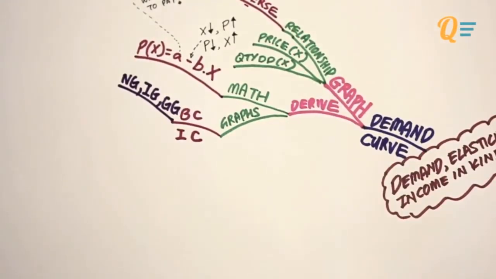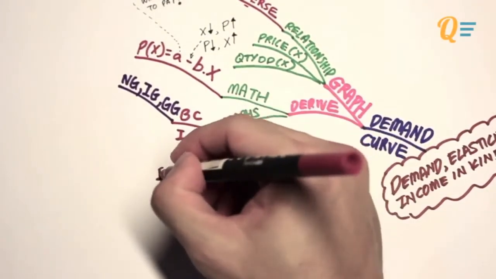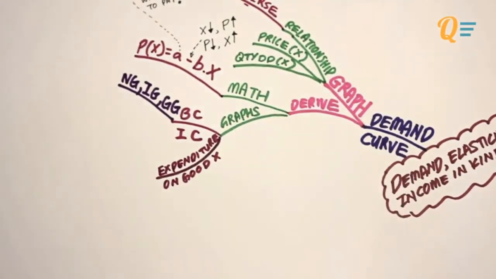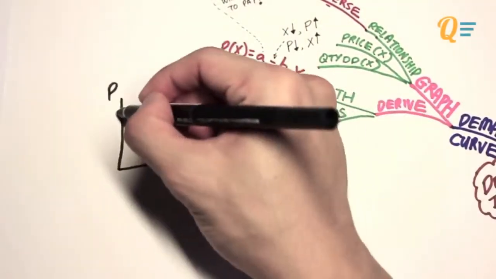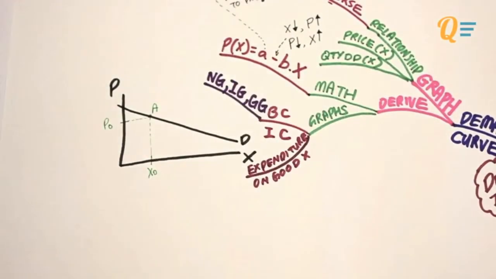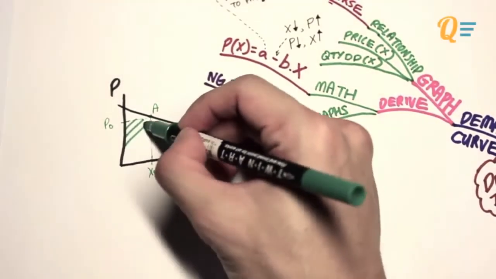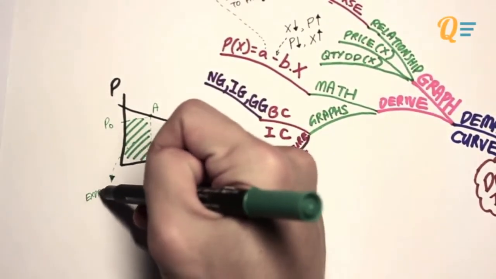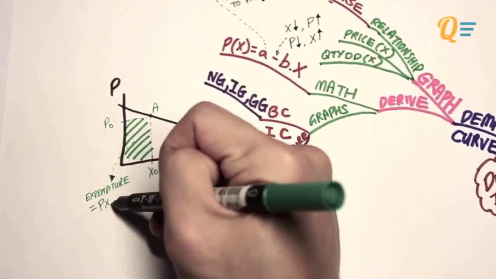Now that we've got the demand curves settled, what we need to learn next is how do we identify expenditure on good X on the demand curve. So let's say we have a demand curve and initially the price of X is P0, which gives us a quantity demanded of X0. How do we identify what is the total expenditure on good X? Well, it's very simple. Total expenditure is simply the price of X multiplied by the quantity of X, right? What that means is that if you were to calculate the area of this green box over here, you should get the total expenditure on good X.